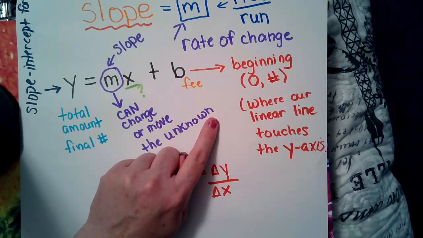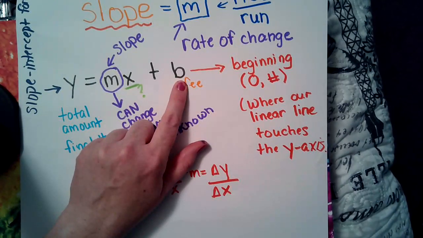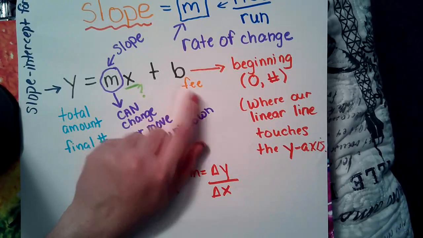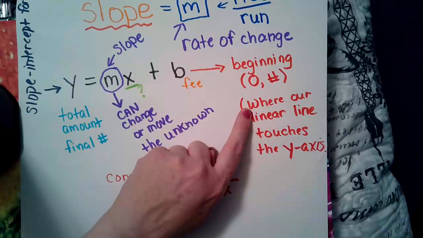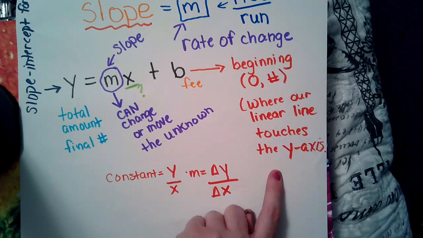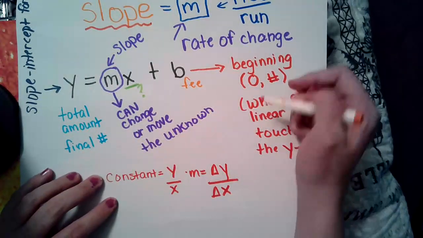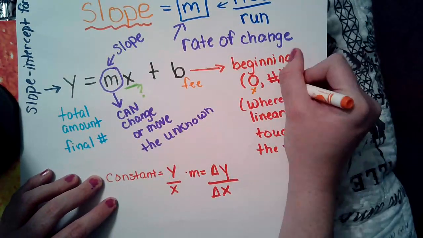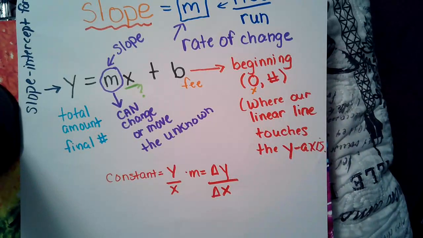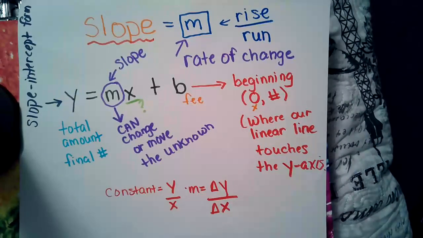It can also help me read a graph because I know that the letter b is my y-intercept. It's where our linear line touches the y-axis. And that means that x is always going to be 0 and y is going to be a number, okay? So these are just the basic things of slope. We're going to continue to refer to this, and I will continue to write this over and over.